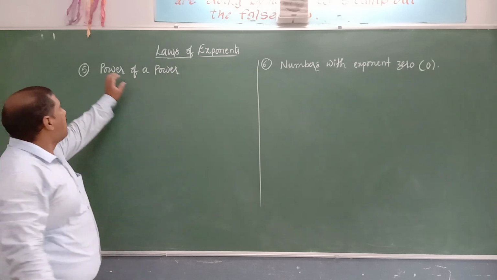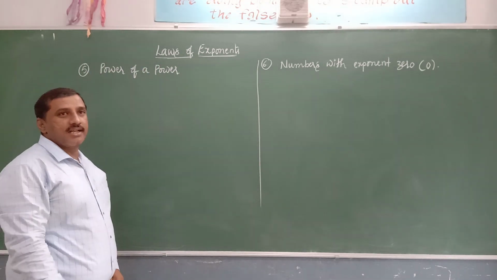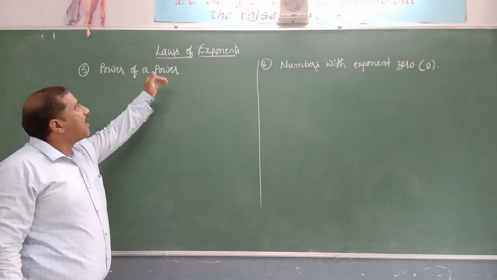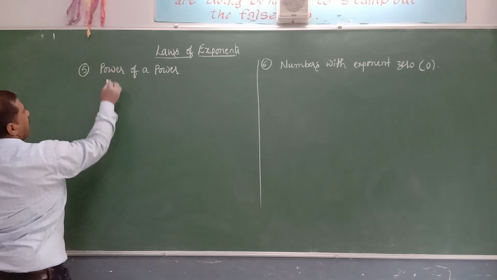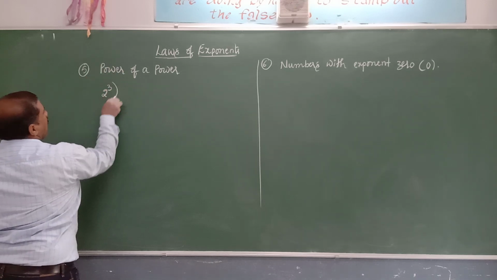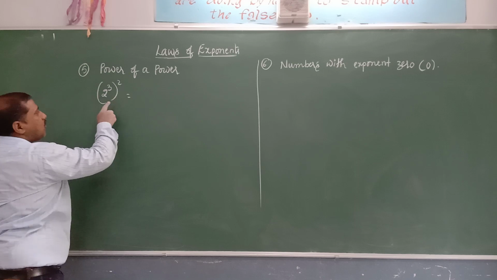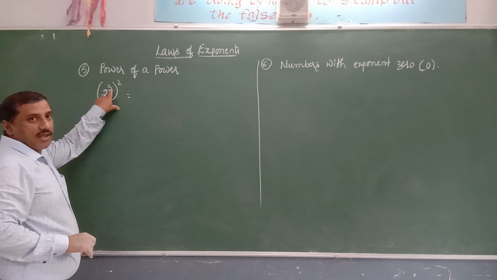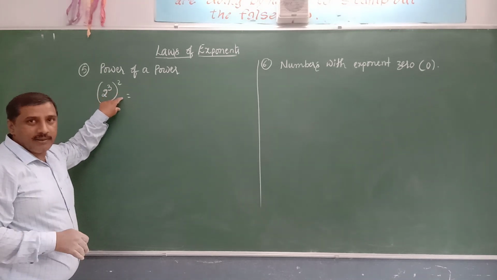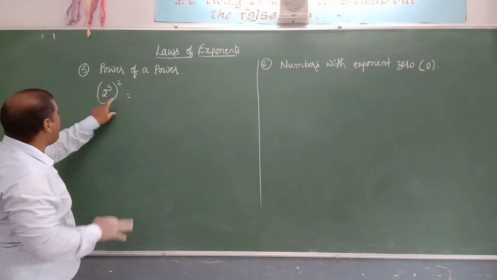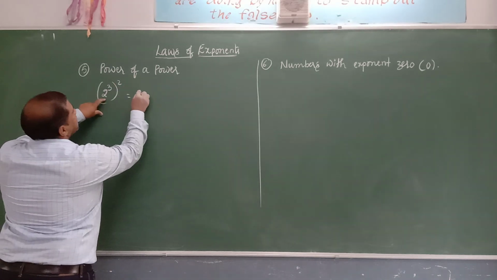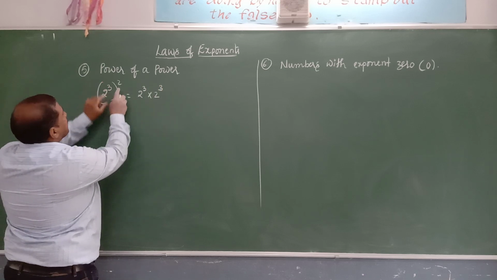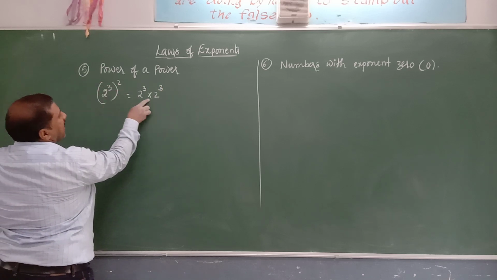Now the next law, taking power of a power. When two powers are there, that is a whole power, how to solve those sums and what is the law which we get from that, we will discuss. You see here, 2 cube whole square, 2 to the power of 3 whole square. This square is there for 2 cube. A square means it is a into a. B square means it is b into b. Therefore 2 cube whole square means it is 2 cube into 2 cube.